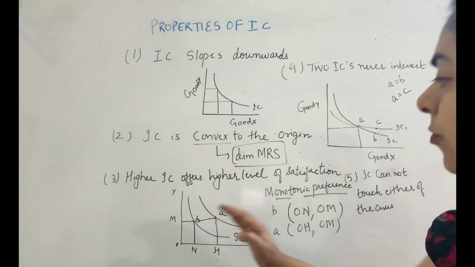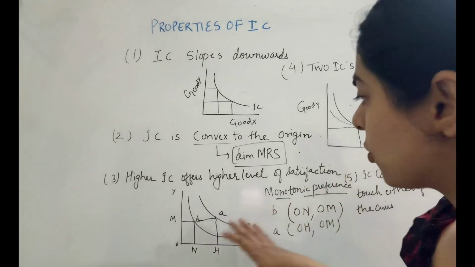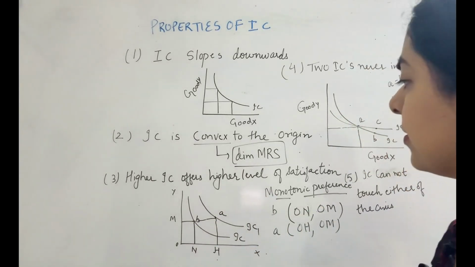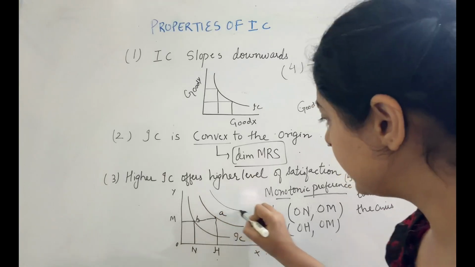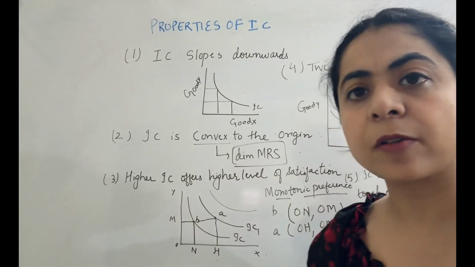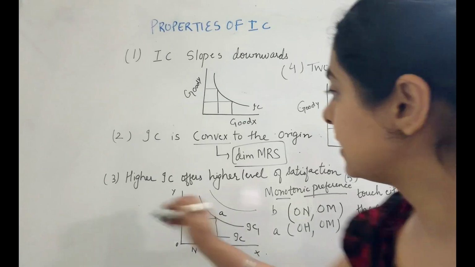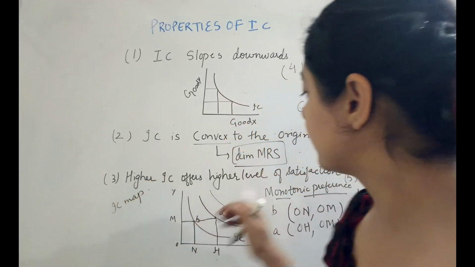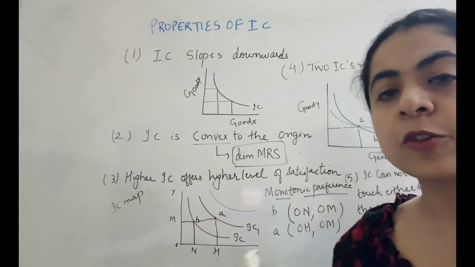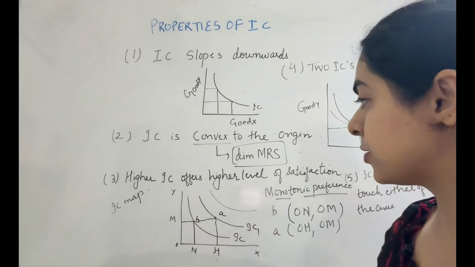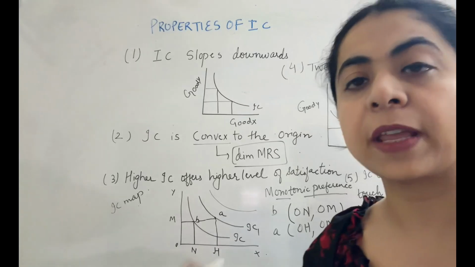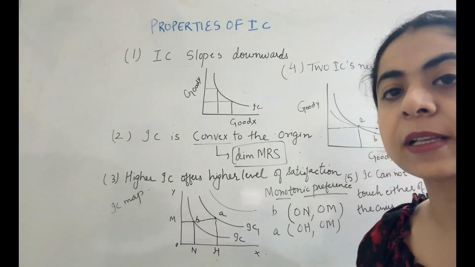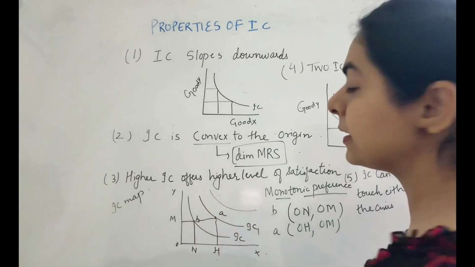And please remember that when we draw more than one indifference curve in the same diagram, it is termed an indifference map. So let's say we have one more indifference curve here. It is termed an indifference map, where each indifference curve shows a different level of satisfaction, and any point which lies on a higher indifference curve will always offer more satisfaction as compared to all other lower indifference curves.